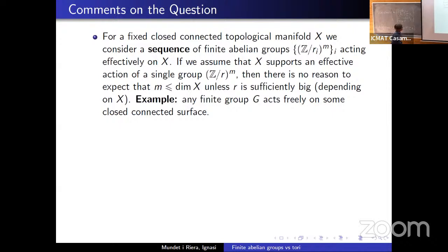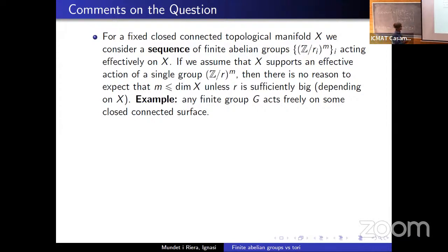Some comments. The first one is that it's quite important to keep in mind that when we define D of x, we consider actions of a sequence of groups, which, by the way, I didn't emphasize, but maybe it's important. When I consider the existence of such effective actions, I don't require any compatibility relation between the actions of different groups. I just assume that infinite families of groups of this form act effectively on X. But if you consider one single group, say Z mod R to the M, there is no reason to expect that M is going to be less or equal than the dimension of X, unless R is sufficiently big.